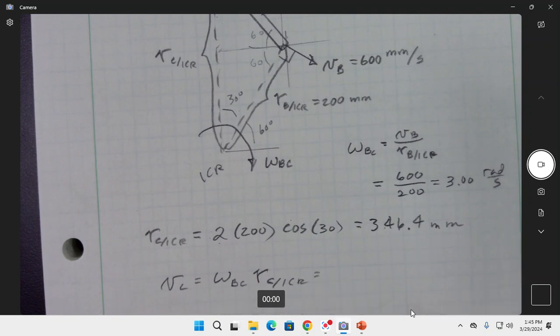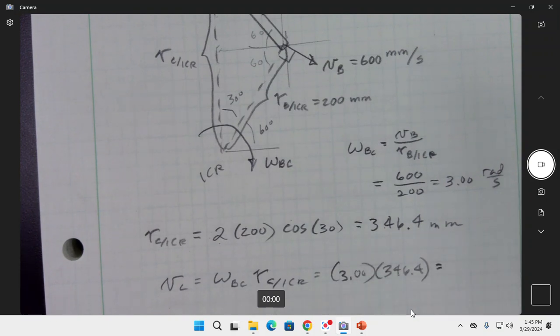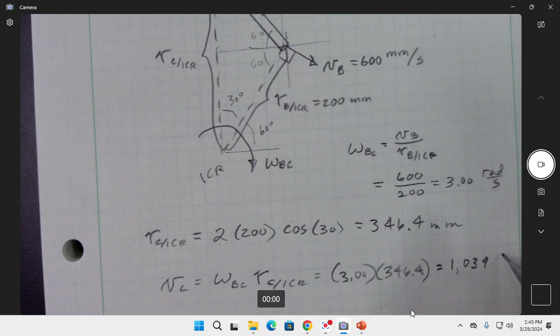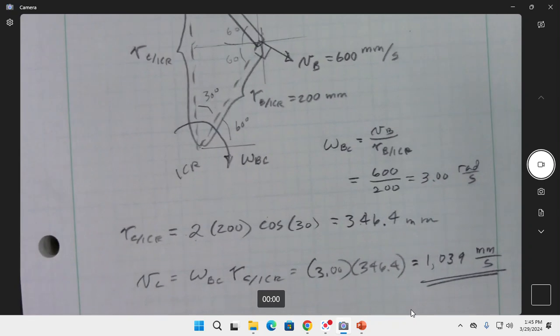So if I want to find VC, I take my omega BC times R C with respect to ICR, 3 times 346.4. I'm hoping, fingers crossed. Yay! 1,039.2, but I'm going to leave it out for sig figs, millimeters per second. Good to be confirming on the thing.